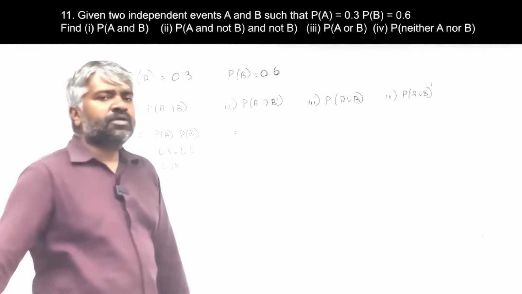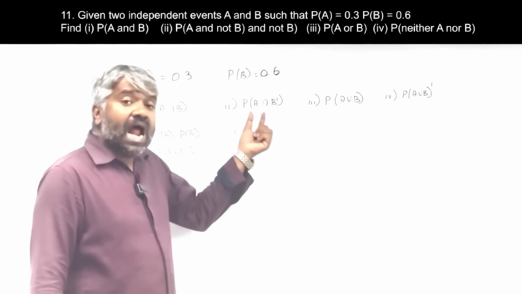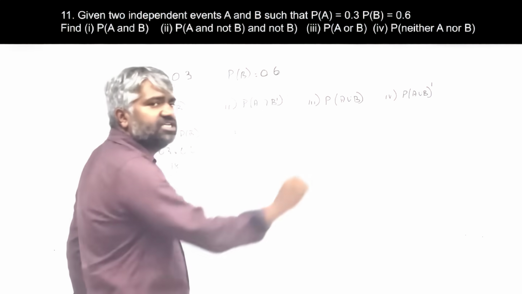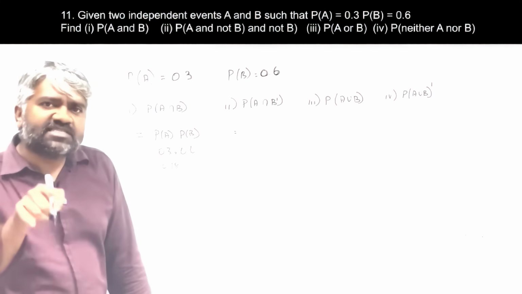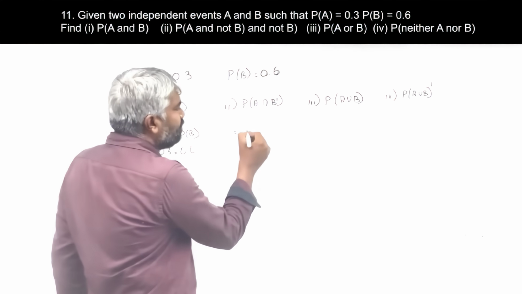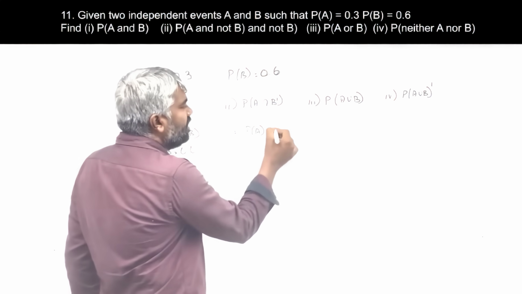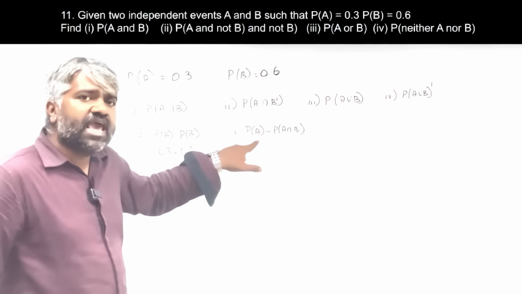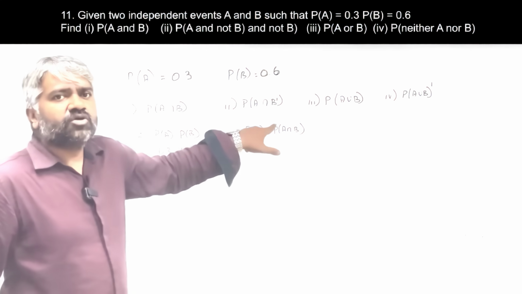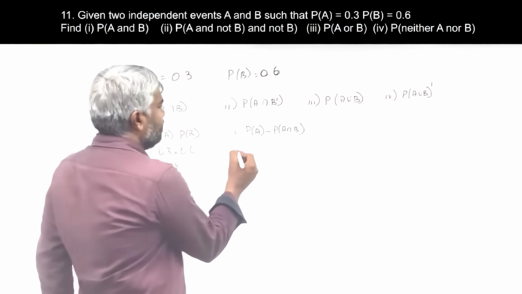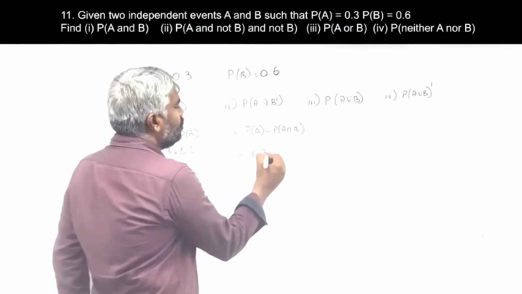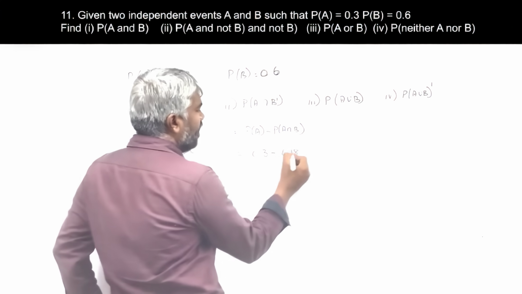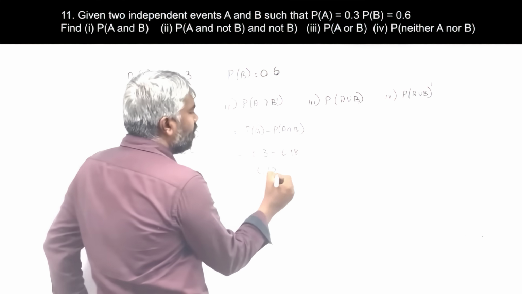Now second subdivision. Find P of A and not B. That is P of A intersection B dash. What is P of A intersection B dash? Which is P of A minus P of A intersection B. Remember this formula, P of A intersection B dash. So P of A minus P of A intersection B. What is P of A? 0.3. What is P of A intersection B? Which is 0.18, right? So 0.12.